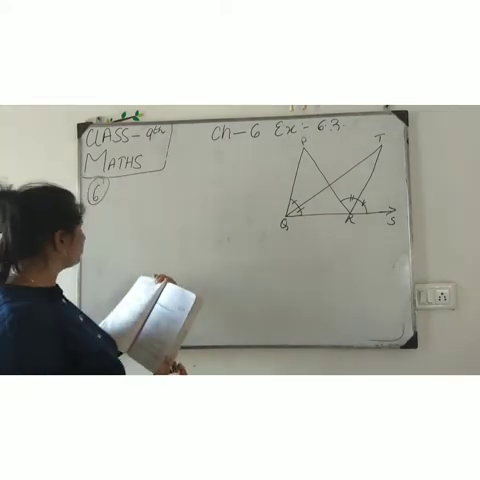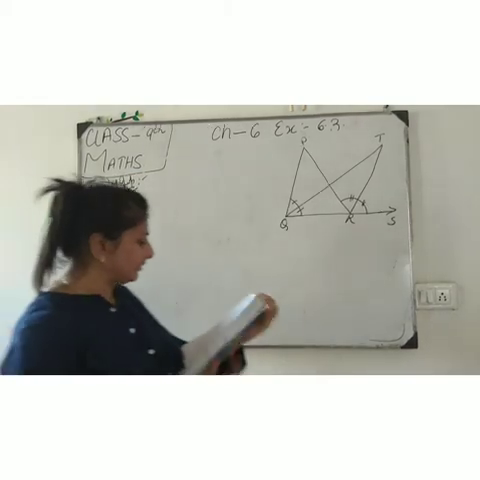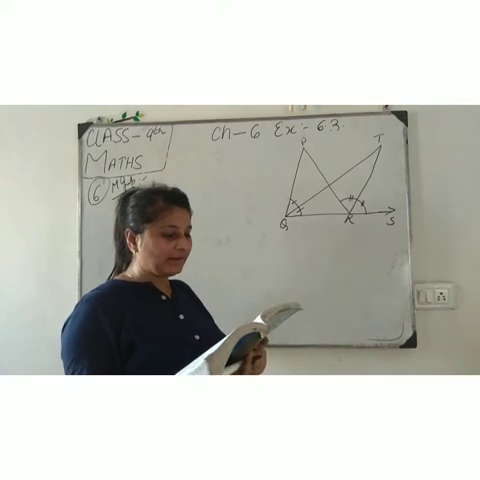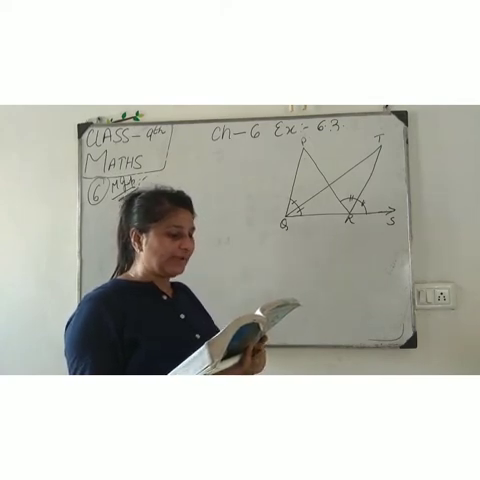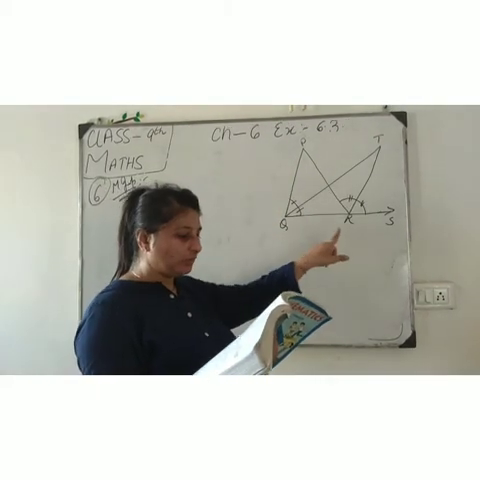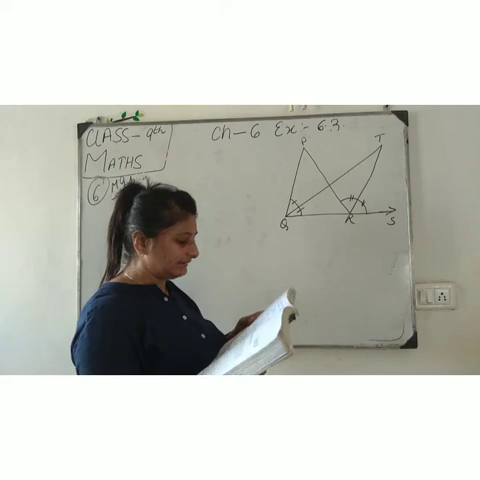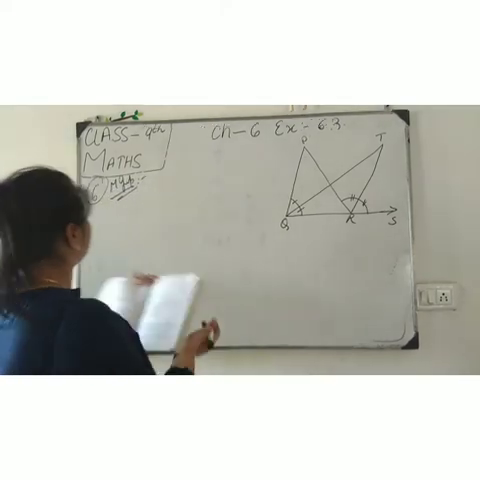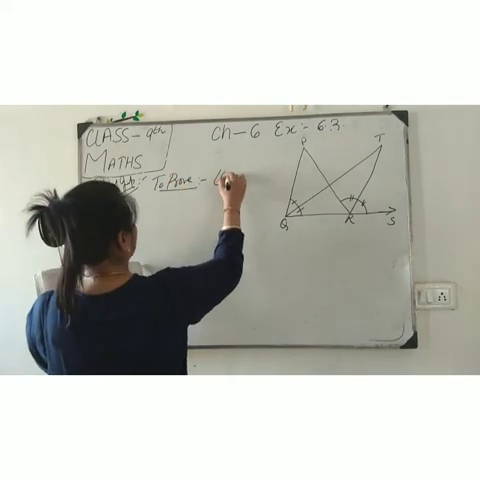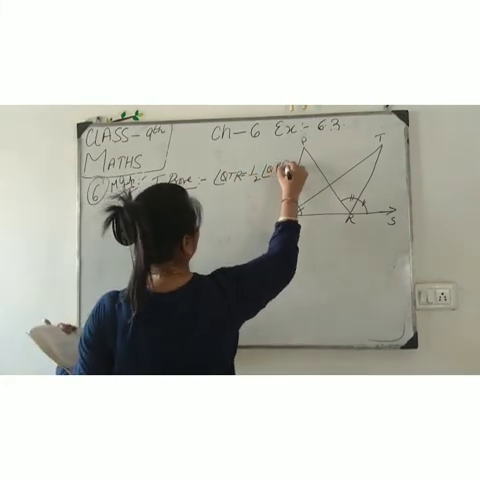Question number 6, last question of this exercise, but it is the most important question. Most important question. Figure I have already drawn on the board. The side QR of triangle PQR is produced to a point S. If the bisectors of angle PQR and angle PRS meet at point T, then prove that angle QTR equal to half of angle QPR.